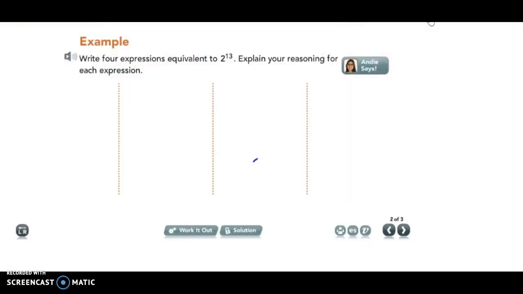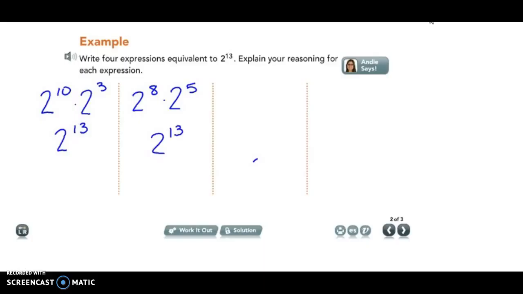This wants us to go ahead and find four expressions that are equivalent to 2 to the 13th power, and then you have to be able to prove each one. So the first one I'm going to say is if I have 2 to the 10th power times 2 to the 3rd power, I could add my exponents and I would have 2 to the 13th power. If I had 2 to the 8th power times 2 to the 5th power, then when I added those together, I would get 2 to the 13th. If I had something like 2 to the 15th over 2 squared, then I would subtract my exponents, leaving me 2 to the 13th.